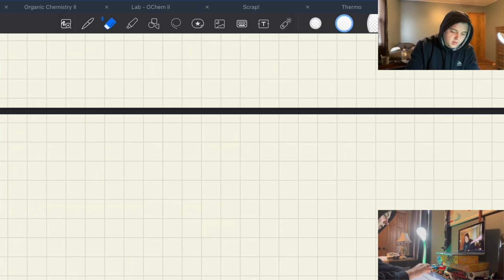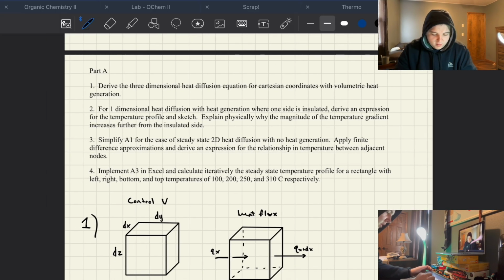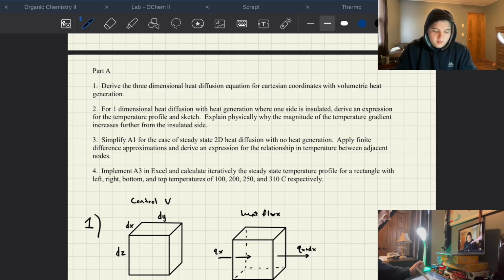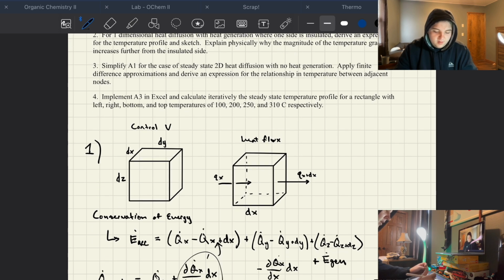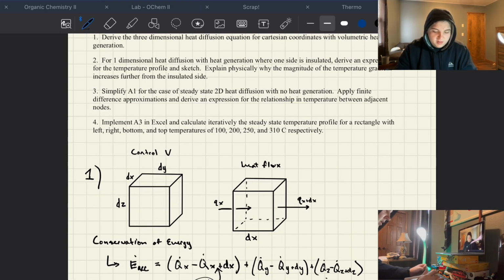Let's write a 3 here, and we'll just move straight on. Question 3 is: simplify A1 for the case of steady state 2D heat diffusion with no heat generation. Apply finite difference approximations and derive an expression for the relationship in temperature between adjacent nodes. So we're going to have to simplify this equation for steady state 2D.